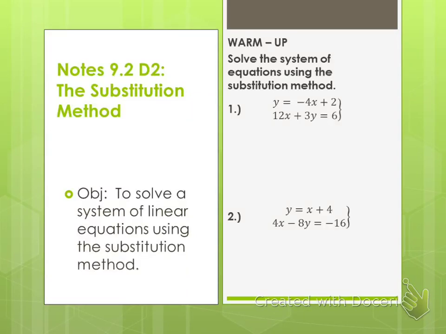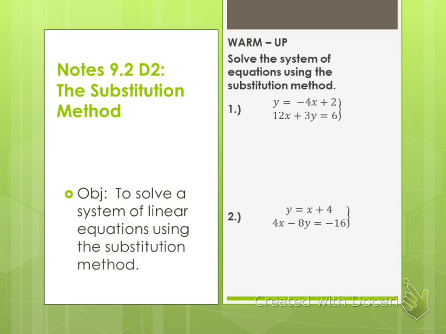Today we are continuing section 9.2. I believe I mentioned we'll spend at least 3 days on this section. So our objective today is the same as it was yesterday. We are going to be using the substitution method to solve systems of equations. Our warm-ups are a review of what we did yesterday. So if you want to have those notes from yesterday handy, they might help you out.